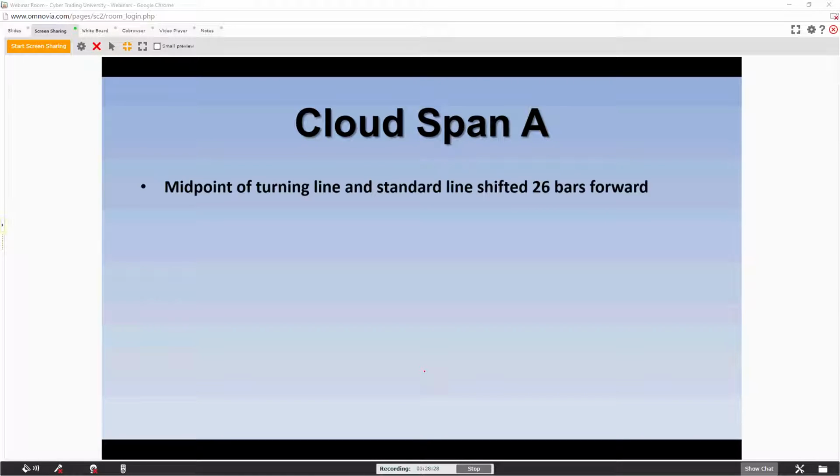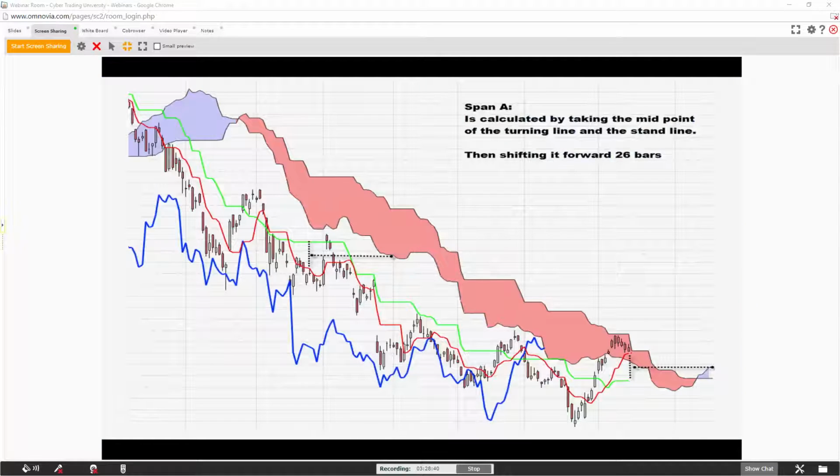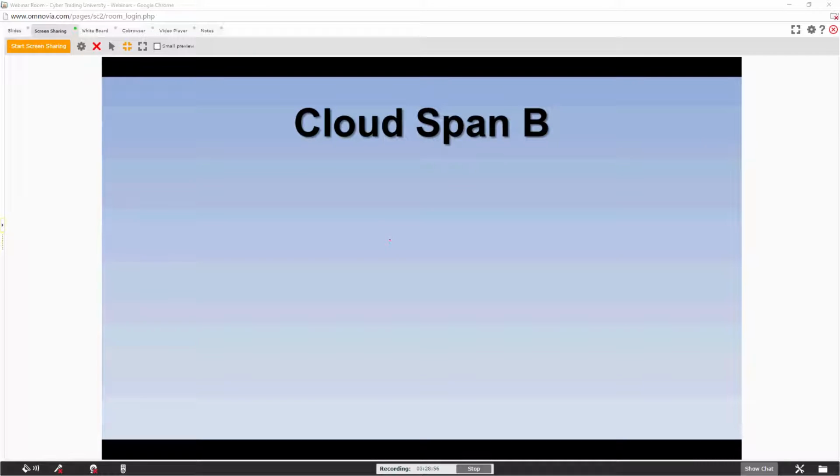All right, cloud span A. Midpoint of the turning line and the standard line shifted 26 bars forward. So in this case, here's the turning line, here's the standard line. We're going to take the midpoint and shift it in the future 26 bars. Same thing here. We've got the turning line, the standard line, the midpoint, shift it in the future 26 bars. That's going to give you cloud span A.